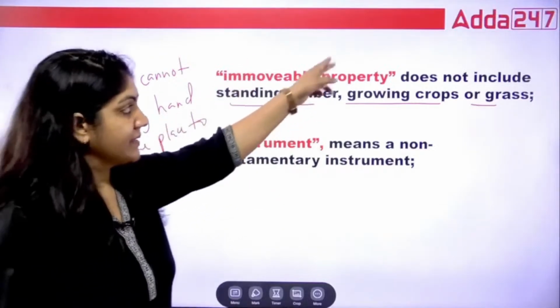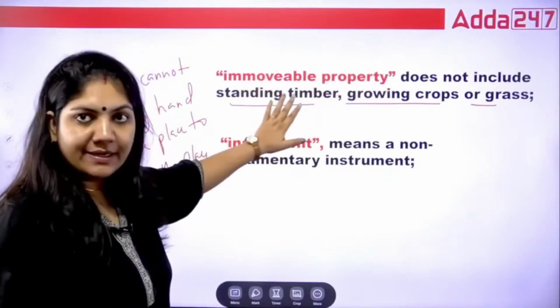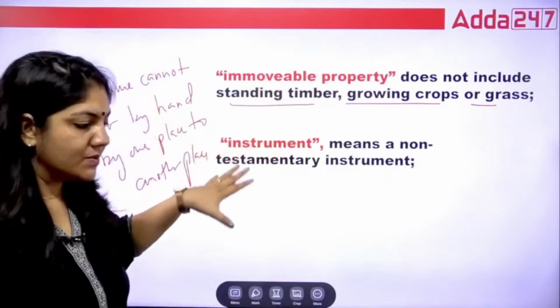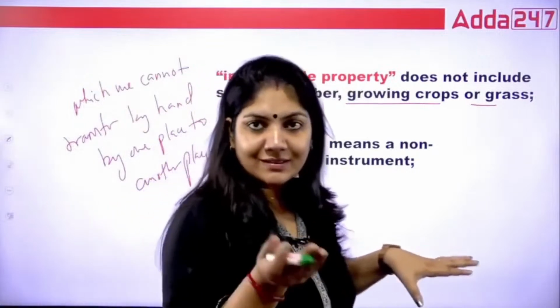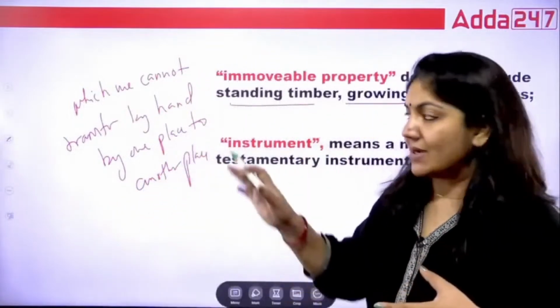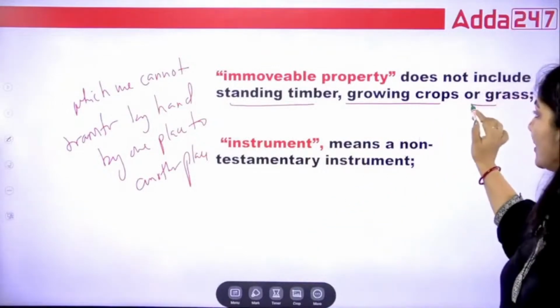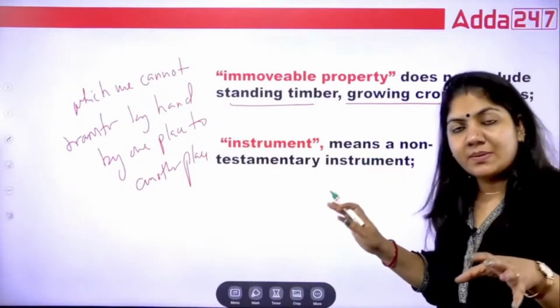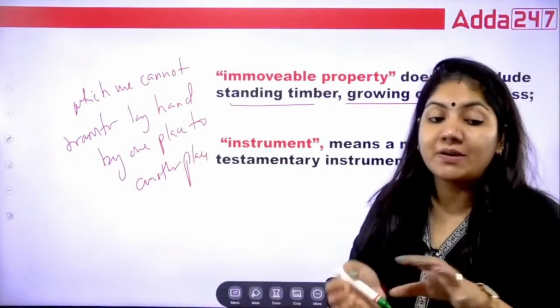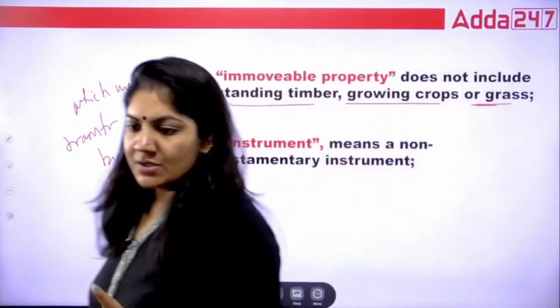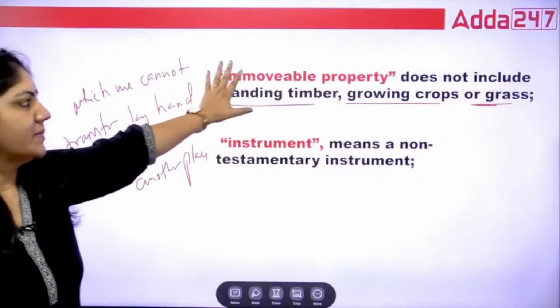So you can say it does not include standing timber. What is standing timber? Suppose a tree is there. If we cut the tree, the branches are known as the timber. So standing timber is a movable property. Growing crops and the grass are movable property till they are severed from the earth. Is that okay? So this is the definition of immovable property.